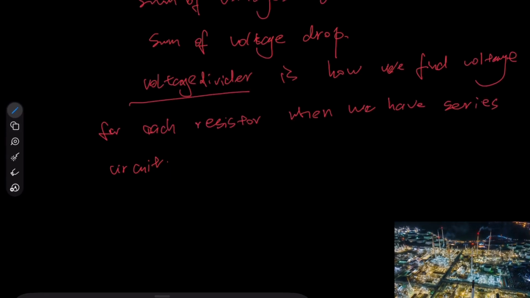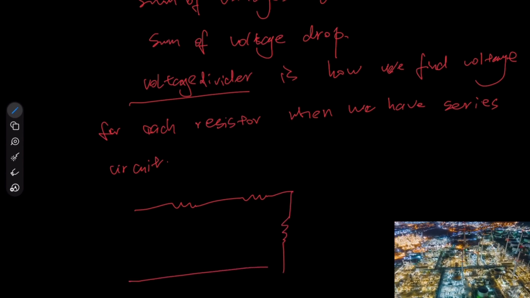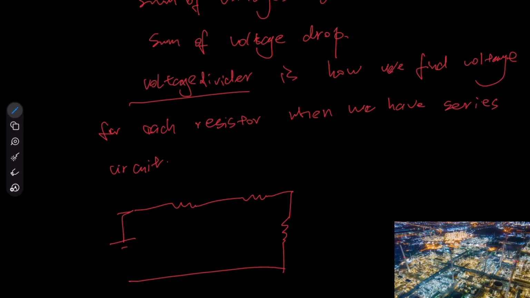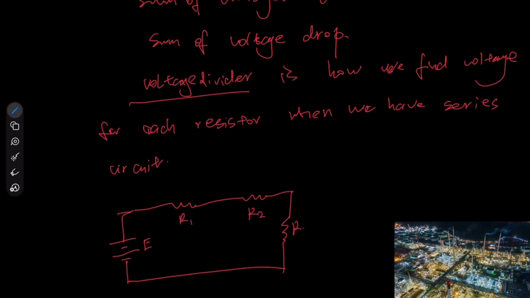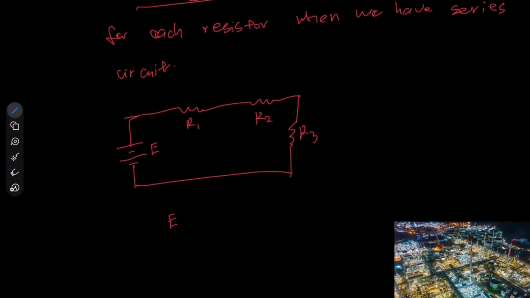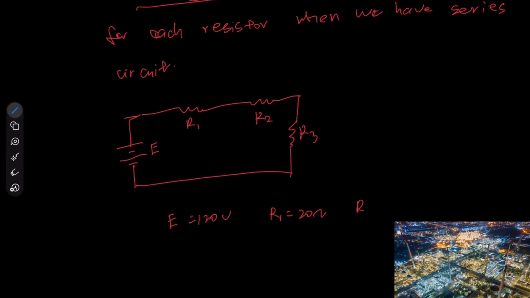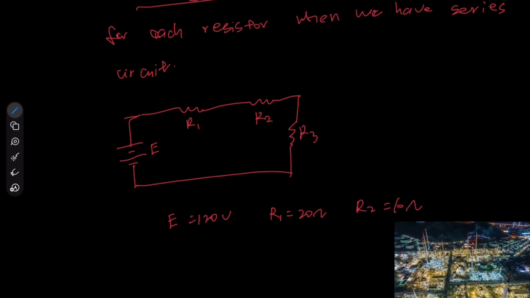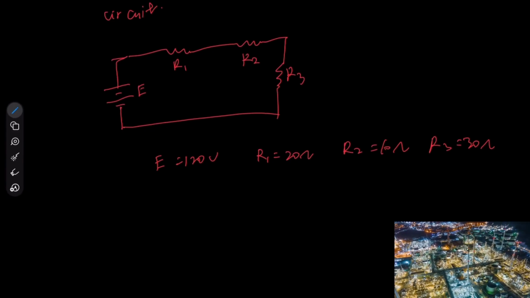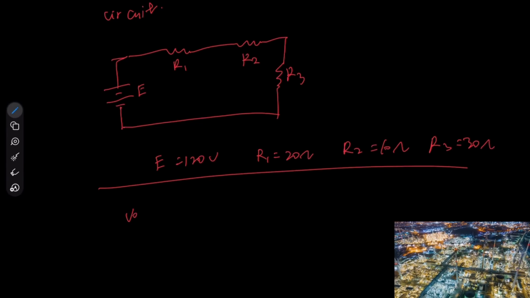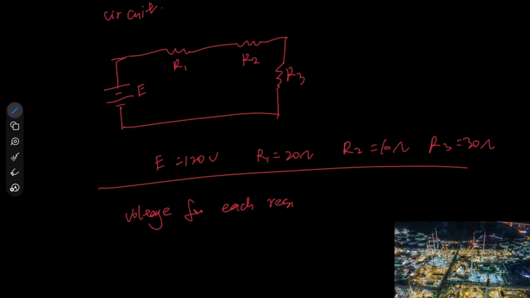So let's say we have a circuit like this. This is a power source, E, R1, R2, R3. Say E equals 120 volts, R1 equals 20 ohms, R2 equals 10 ohms, R3 equals 30 ohms. I find the voltage for each resistor first.